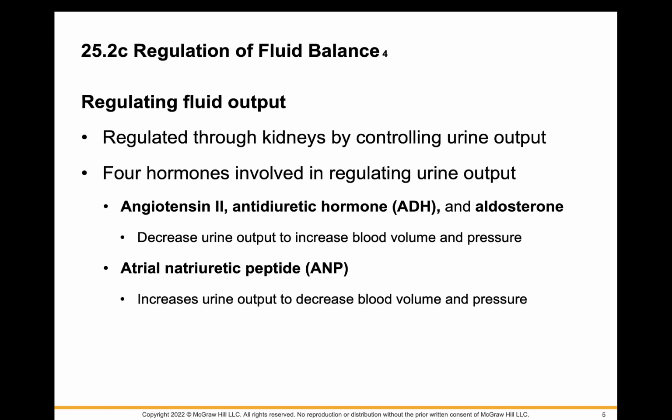The activation of these hormones will decrease urine output to increase blood volume and pressure. The remaining hormone, atrial natriuretic peptide, will actually increase urine output to decrease blood volume and pressure. Now, please take note of something going on here. There are actually 3 hormones that come into play when we see a drop in blood pressure, whereas there is only 1 hormone that comes into play when we see an increase in blood pressure.